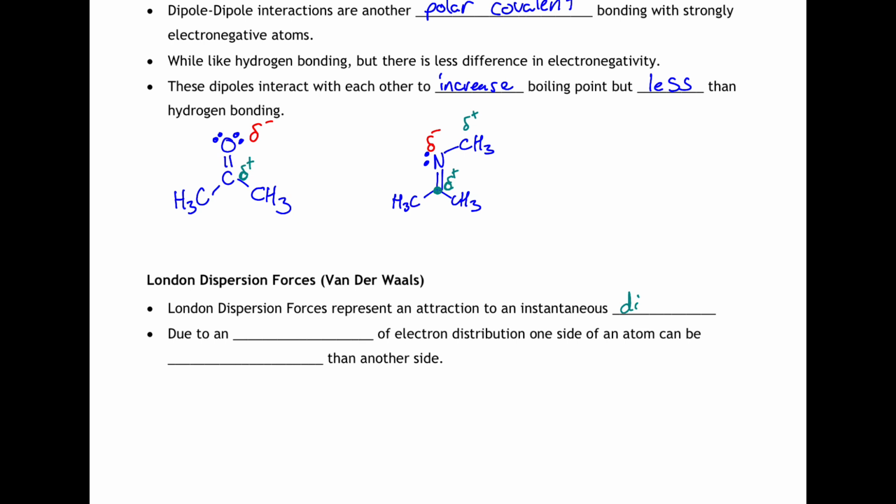Let's turn the color back on and do dipole. So basically we get this instantaneous dipole. Like there's at some point too many electrons on one side and not enough electrons on the other side. And so we get this imbalance of electron distribution on one side of the element than the other. And one side can be more negative than another side.